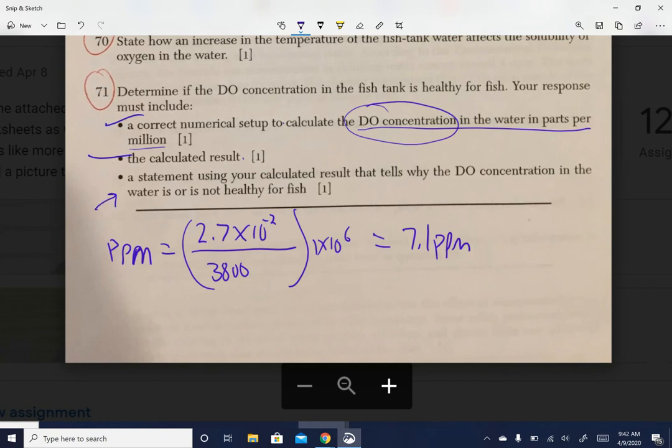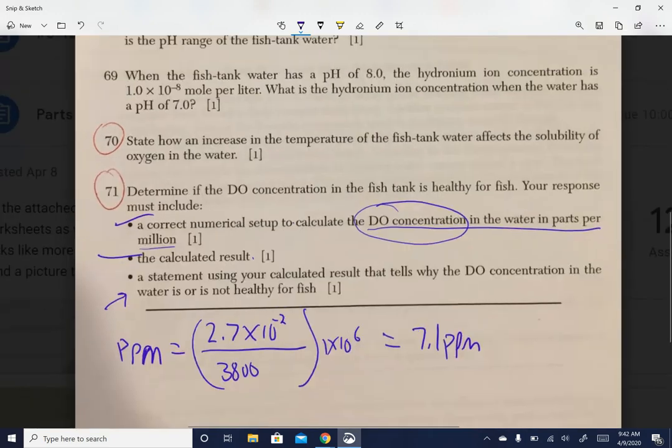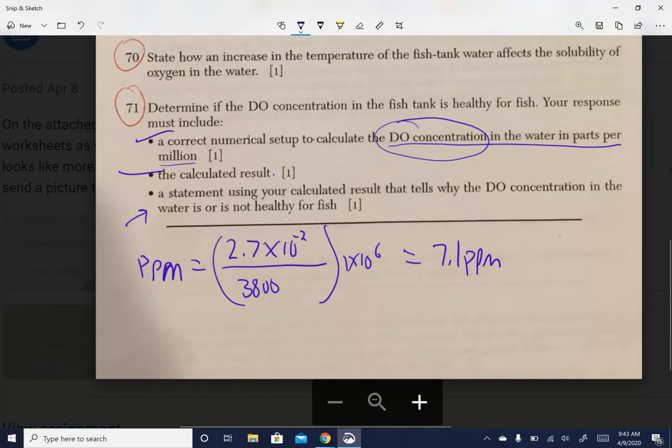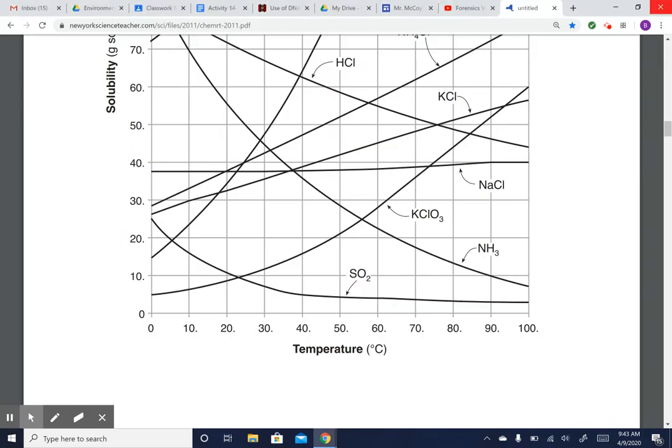Now this third one. Is it safe? Is it healthy? Well, up here it says health of fish depends on dissolved oxygen between 6 and 8 is best for fish. 7 is right in the middle. So yes, it is safe. Yes, it is healthy is what you would say. All right, so there's that.